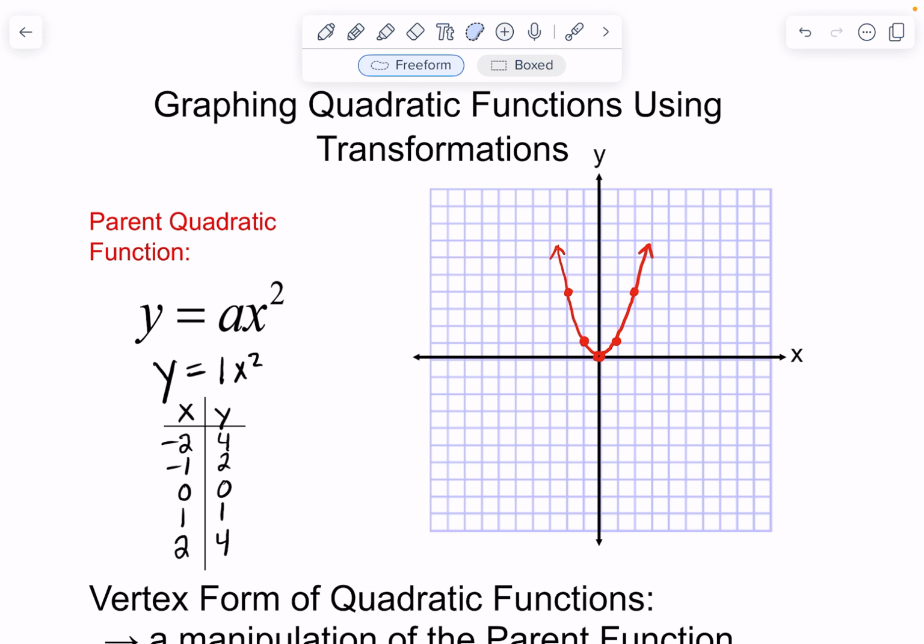Today we're going to learn how to graph quadratic functions using transformations. So let's get right to it.